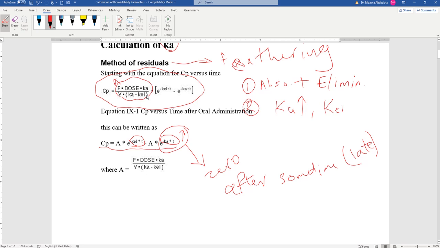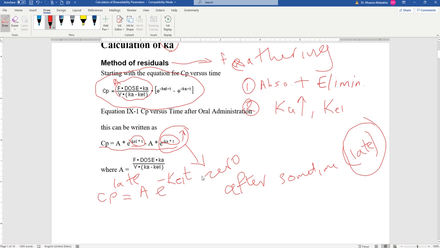This exponent will approach 0. So what remains? A times 0 becomes 0, right? So the remaining is Cp equal to A e^(-KEL t). This is when? After some time. And what did we call it? We call it Cp late. So here we will say late.